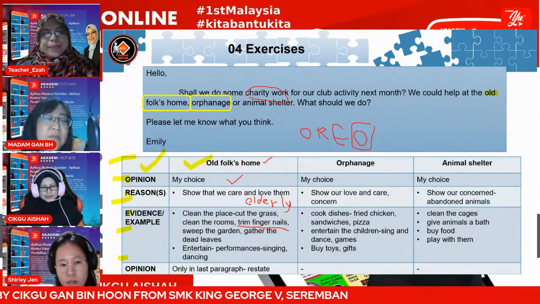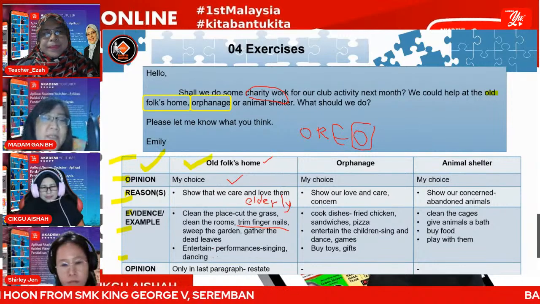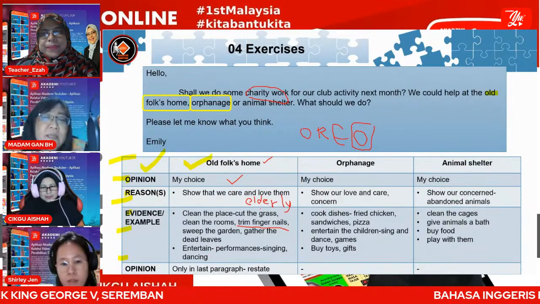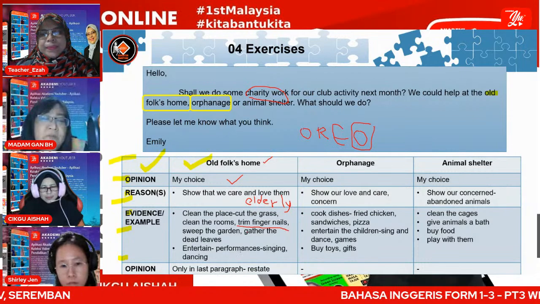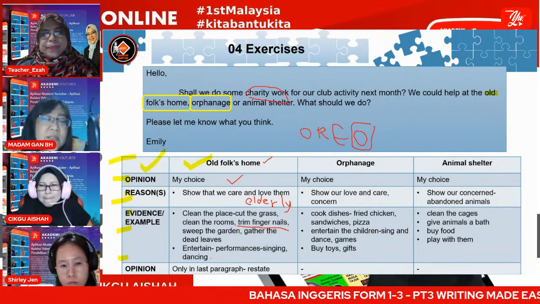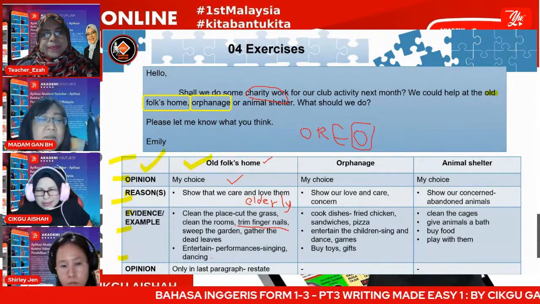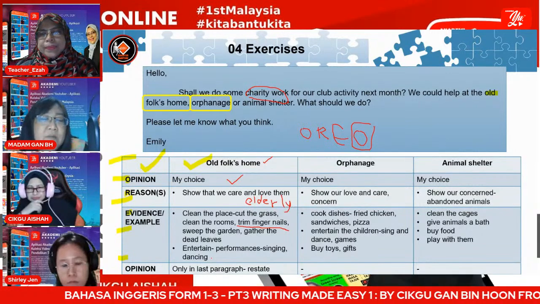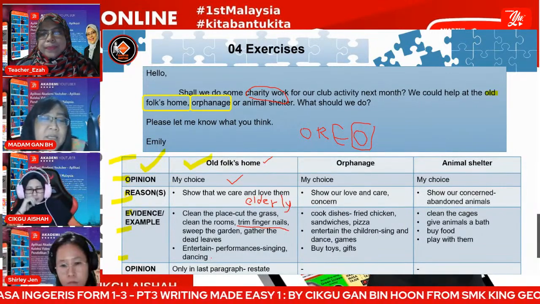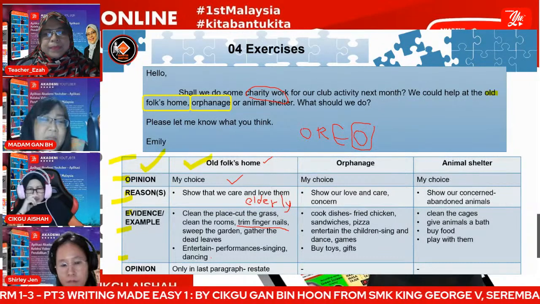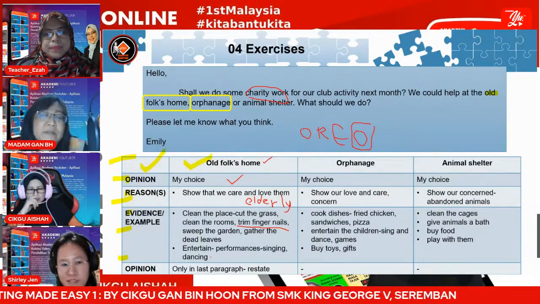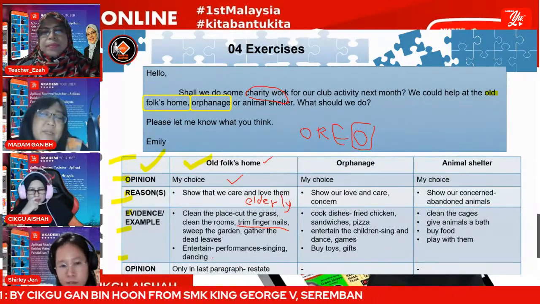Or you can write also an activity like entertain. So you want to entertain these elderly or old people. You can do performances, maybe singing, dancing. Or you can say play games. But old people, it is harder for them to play games, right? They may have injuries or break their bones and so on. So it's better not to write play games.